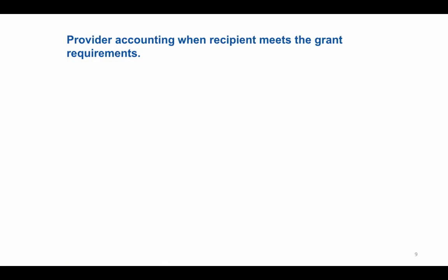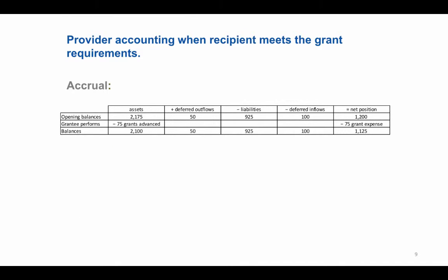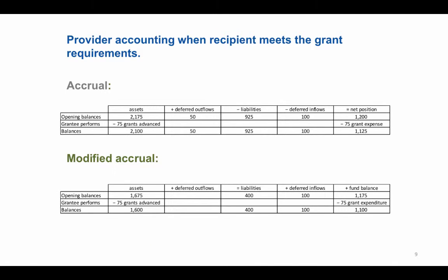Now, the recipient has met the grant requirements, so the asset is eliminated, and that is when the provider recognizes grant expense, when the recipient has met the requirements for the grant, and not prior to that. And it's the same under modified accrual, although, of course, they're reporting an expenditure under modified accrual rather than an expense.